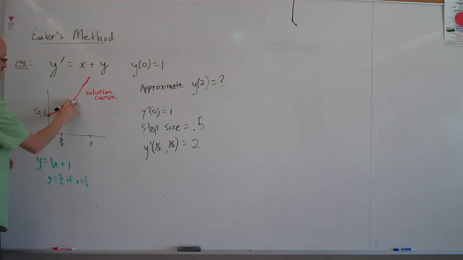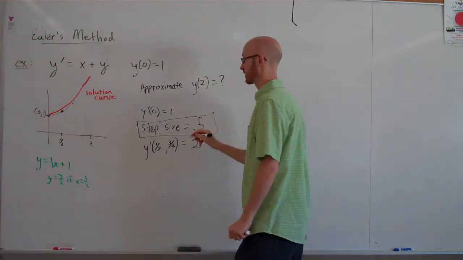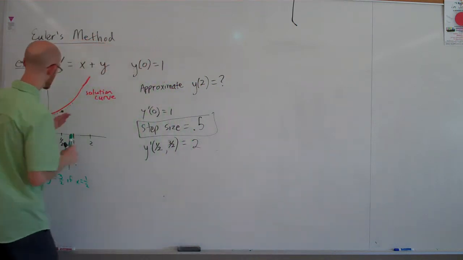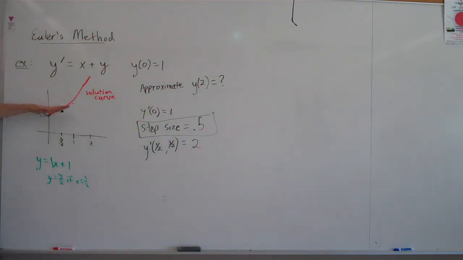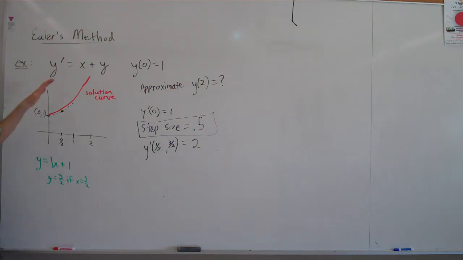Now, how long do you do that? Well, our step size is 0.5. So we're going to go until we hit 1. And you can see in this situation, it's kind of angled us up. And in theory, that will get us closer and closer to the line. At least by the time we end up at 2, we should be closer to the solution curve than we would have been had we just followed our initial slope of the tangent line.